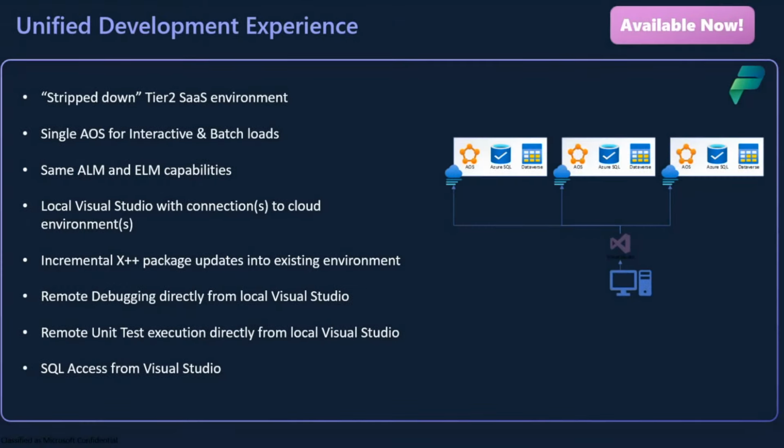So let's take a look at this unified development experience a little bit more closely. So I would like you to focus on the diagram that you see on the right-hand side of your screen. So there you see your laptop. Now everything happens on your laptop locally, not in any other place. It's all set up on your laptop. And that laptop has Visual Studio running on it. And that Visual Studio instance with our new work can connect to any one or multiple different cloud instances. And each of these cloud instances contain the AOS, which executes X++ code.